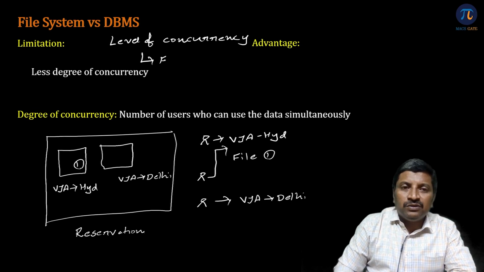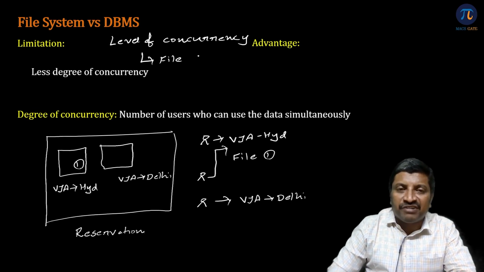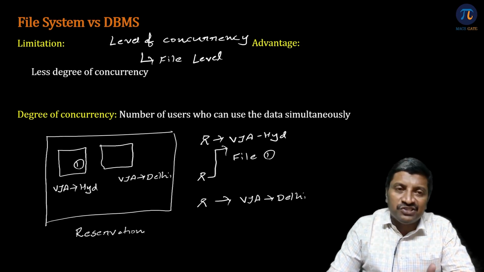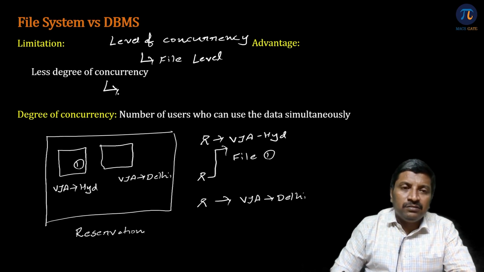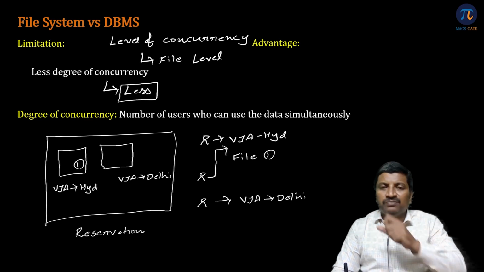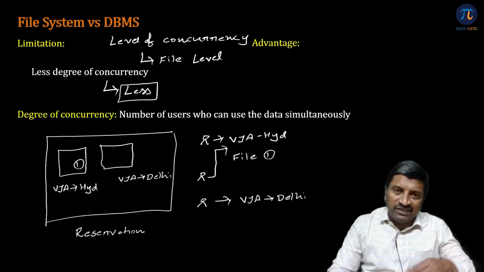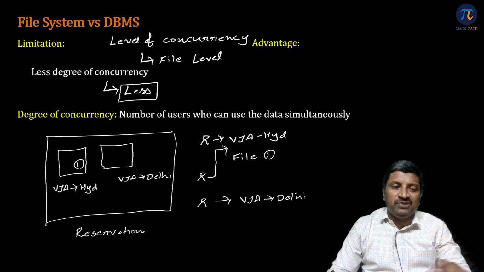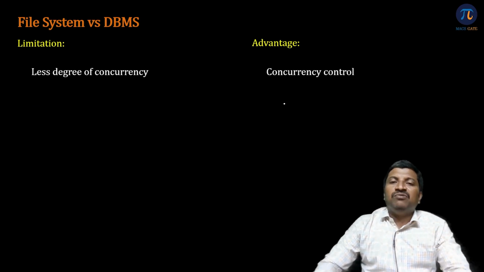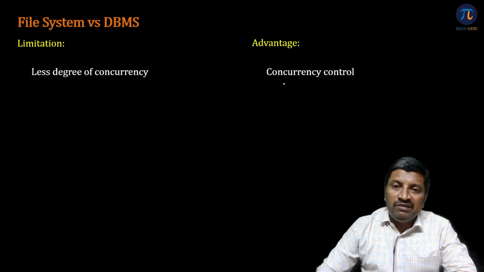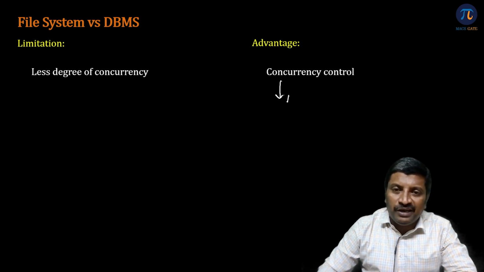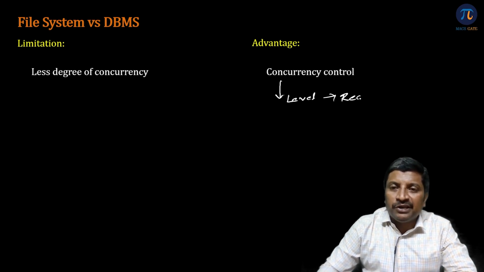That means different users can use different files at the same time, but different users cannot use the same file at the same time. And the degree of concurrency, that is the number of users who can use the data, is very low, since the concurrency level is only up to files. Now, if we use DBMS, we have concurrency control schemas with which we can maintain concurrency at record levels.